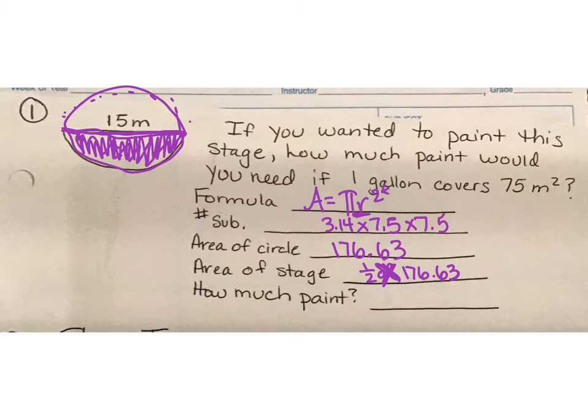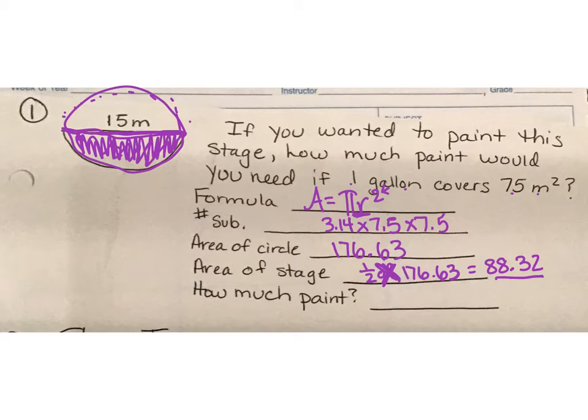And that answer is, the area that you need to cover is 88.315, which rounds then to 88.32. Okay, so now we have to read our question. So we have this much stage to cover. A gallon covers 75 square meters.